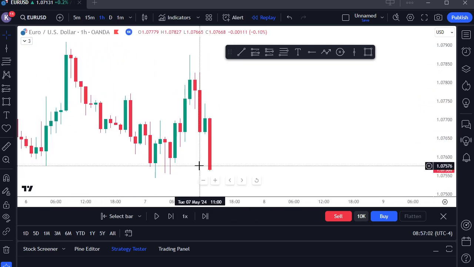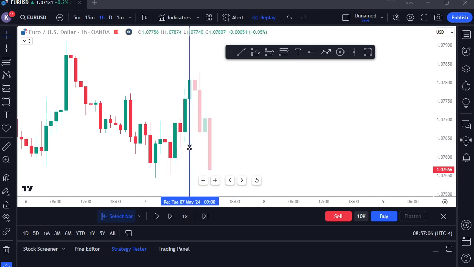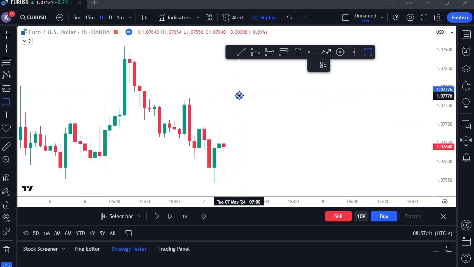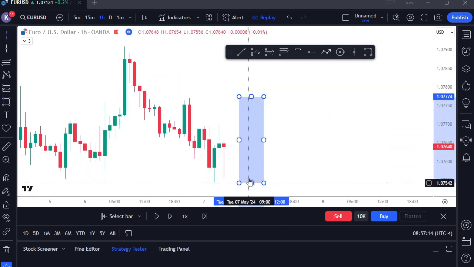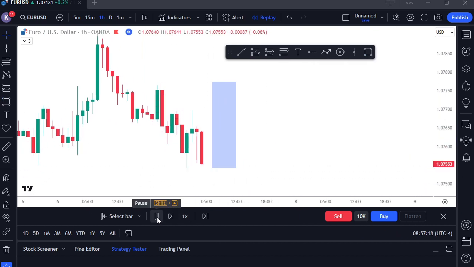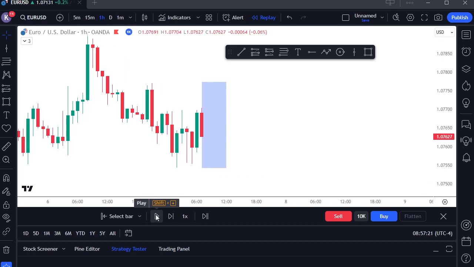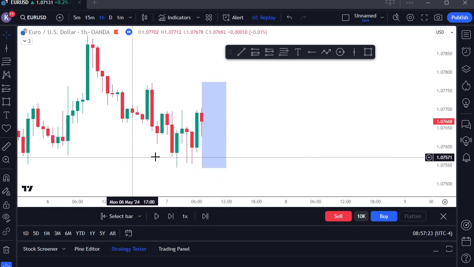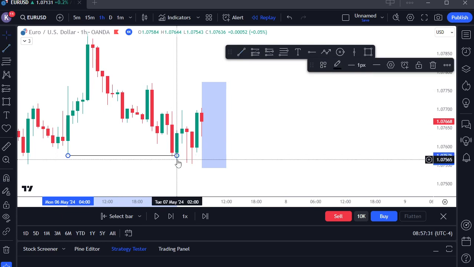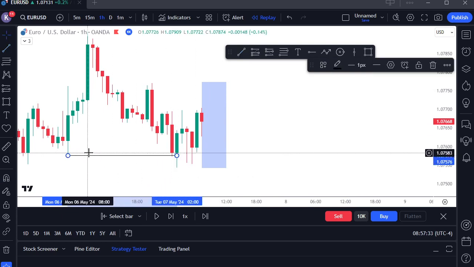That was way too fast. Let me just go back to here. So, my entry is in between 7 a.m. and 12 p.m. New York time. So, when 7 o'clock hits, I look at the market and I see has any sell side or buy side has been swept. In this case, sell side has been swept.